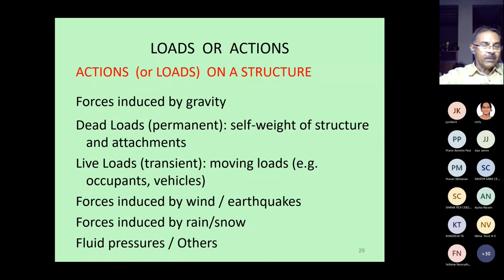Aluminum is also an excellent material, which can have very light properties, but still it can be successfully used in many of the structures. Forces induced by rain or snow is another part, which we may not be familiar with in this part of the earth, where our latitude is not a snow generating latitude.